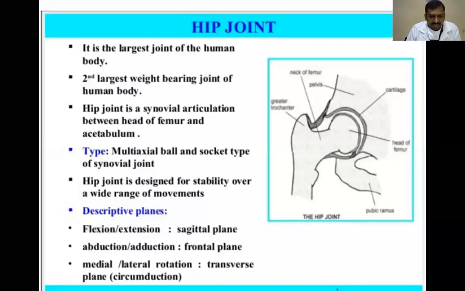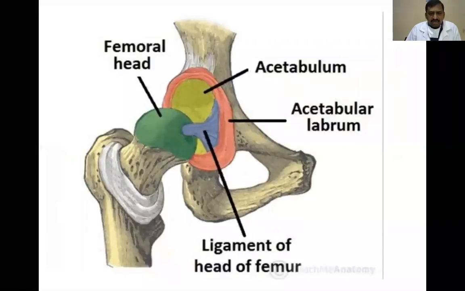Next, descriptive planes. In different planes, the movements of the hip joint are possible. Flexion and extension are possible in the sagittal plane. Next, abduction and adduction are possible in the frontal plane. Medial and lateral rotations are possible in the transverse plane, and circumduction also. These are all the movement planes related to the hip joint.